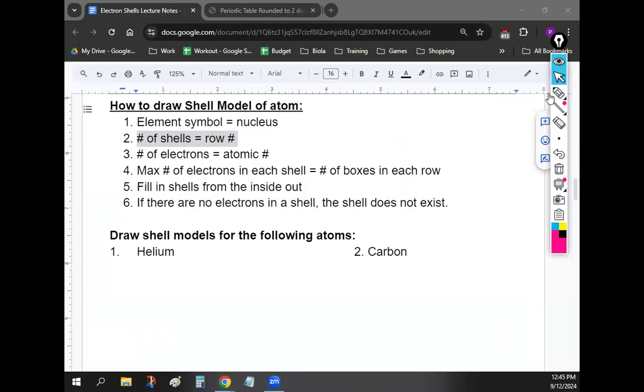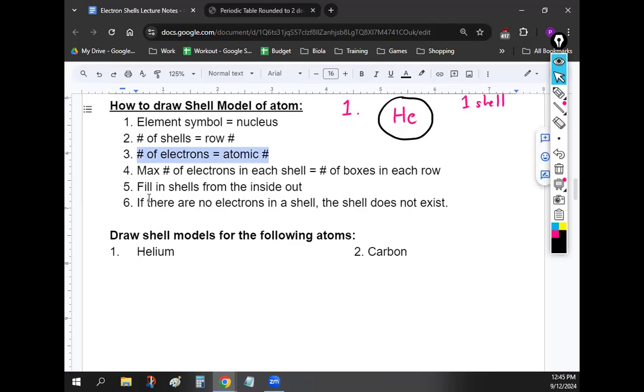So number 1, we're looking at helium right here. Number 1 is helium. Helium is going to have 1 shell. So what we do is we just draw 1 circle, 1 shell around helium. Okay, so the periodic table is really nice because it organizes a lot of information for you. Depending on which row the element is in, that tells you how many shells it has.